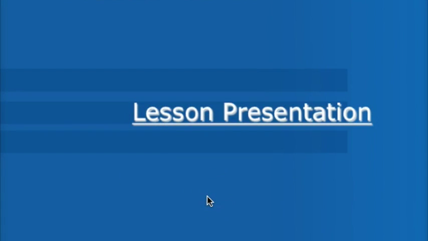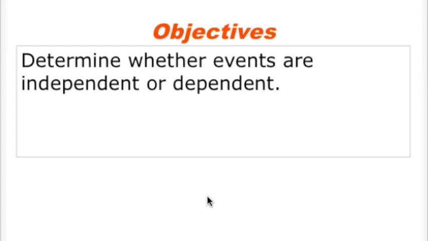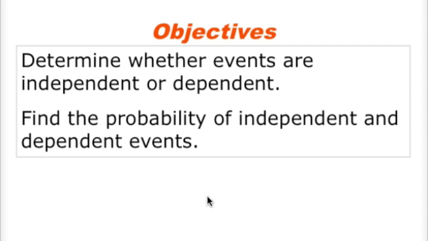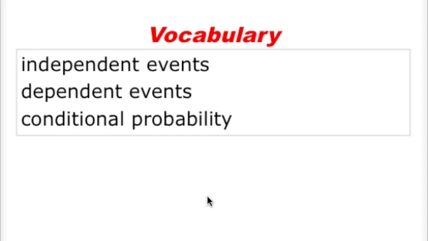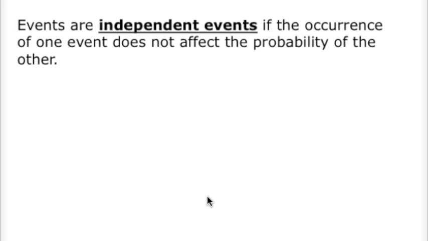All right, this lesson is on independent and dependent events. Our objectives are to determine whether events are independent or dependent and to find the probability of independent and dependent events. So we're going to talk about independent events, dependent events, and conditional probability.